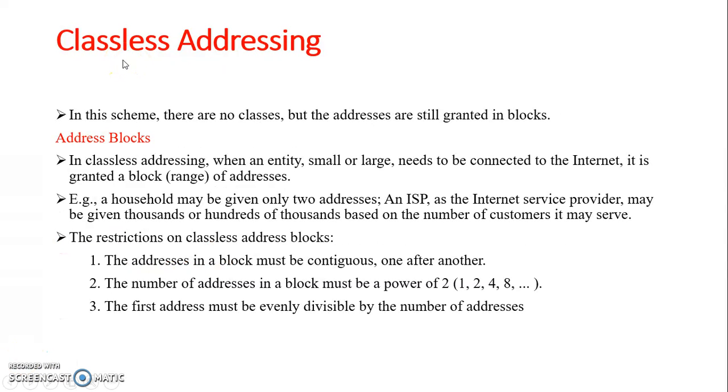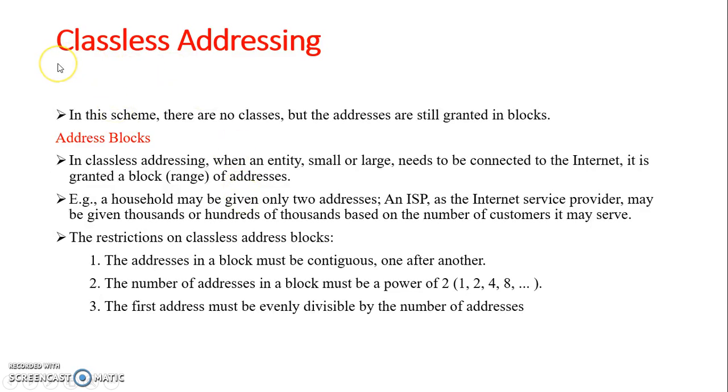In classless addressing, there is no such classification of addresses. Instead, the addresses are supplied as address blocks. In an address block, all the small, mid-size, and large entities are given a range of addresses known as a block. For example, here you can see a house. For household purposes, it may be given only two addresses, whereas an ISP is provided with some thousands of addresses, based on the customer's need.